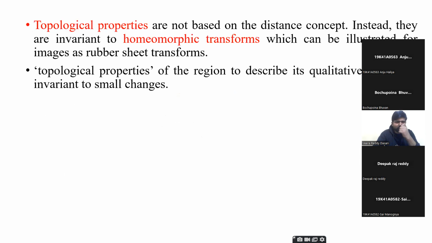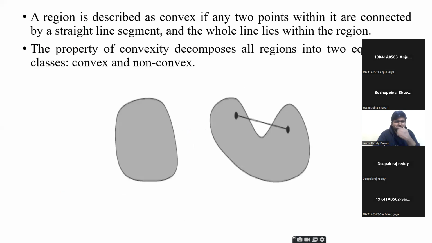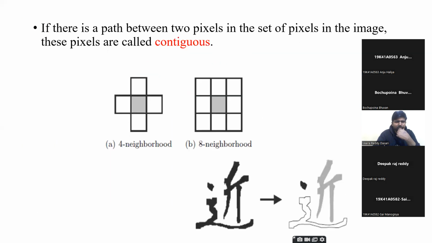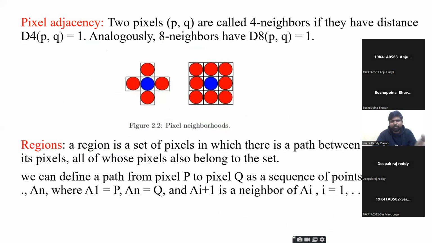So if you want me to explain histograms, this topic, and one more: pixel adjacency, like how many neighbors there are for a pixel. You can see one pixel is there. This is called 4 neighborhood, the neighboring pixels. This is an 8 neighborhood, which means you can see 8 neighbors for this pixel.